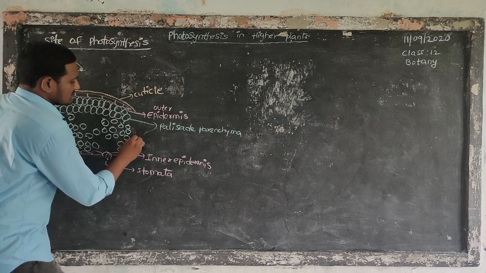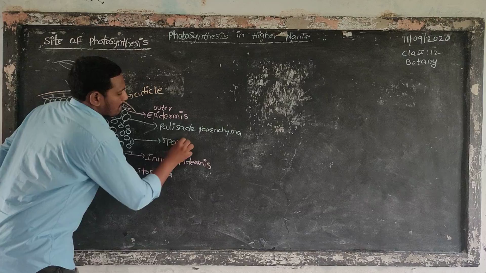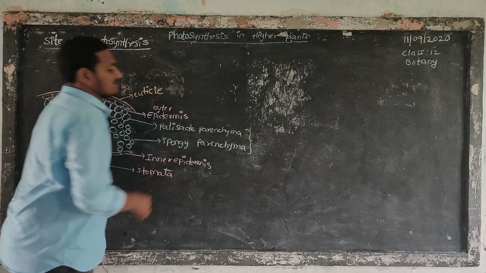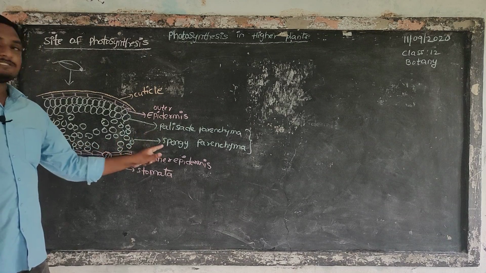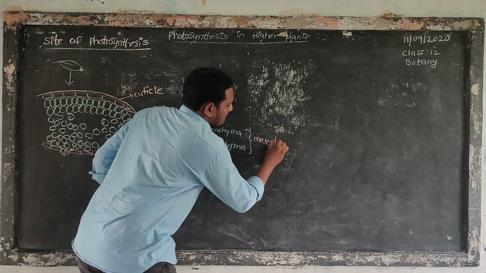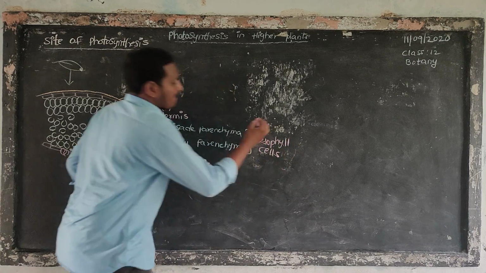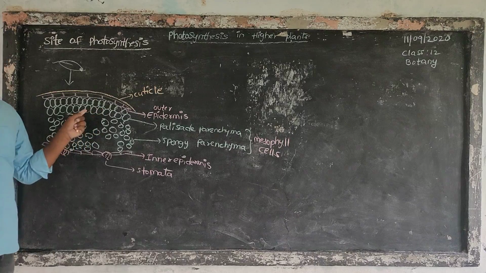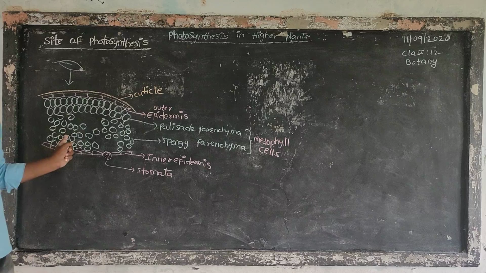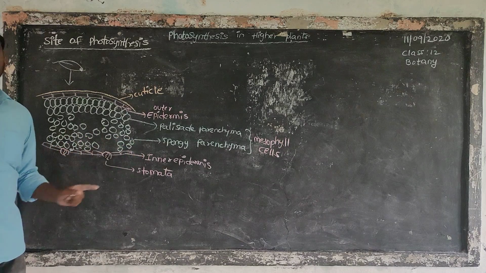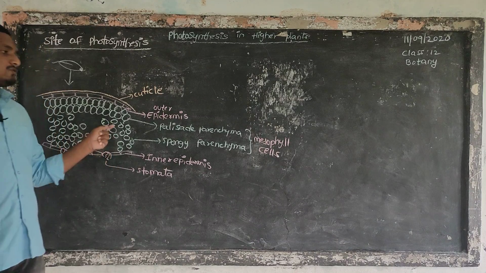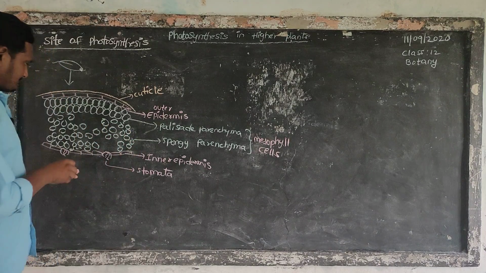So this is spongy parenchyma. Both palisade parenchyma and spongy parenchyma are collectively known as mesophyll cells. Palisade parenchyma cells are tightly arranged, compact cells. And the next one is spongy parenchyma. It is mainly loosely arranged. They have intercellular spaces. Both are parenchyma, but the arrangement is different.